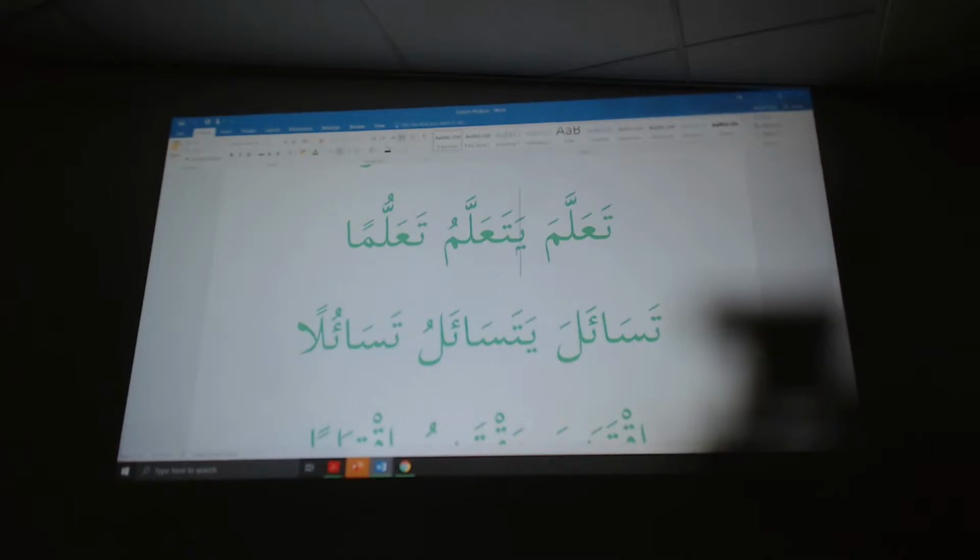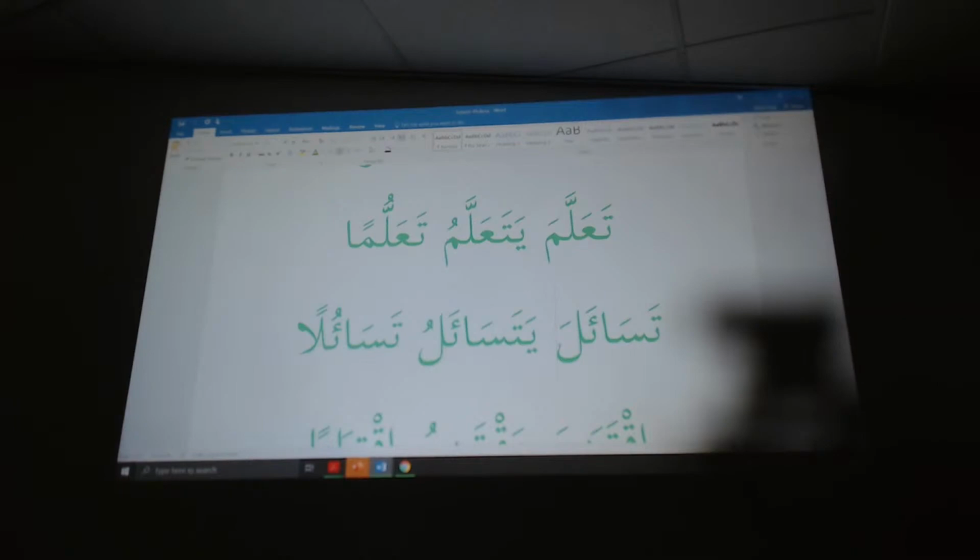If you know that one, you know the next one. Why? Because tasa'ala is exactly the same. You're going to follow the exact pattern, except there's no shadda. Instead of ta'allama, you're saying tasa'ala. The command is going to be tasa'al, because this one is ta'allam, this one is tasa'al. So tasa'ala yatasa'alu. Everybody together. Come on. Tasa'ala yatasa'alu tasa'ulan fahuwa mutasa'ilun.